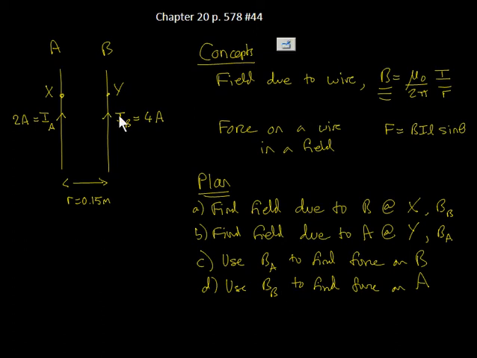But I can also say in advance, remembering that the force that one wire exerts on another is proportional to the product of the currents and inversely proportional to the distance between them. This will come out in the algebra, which you're going to find that the force is proportional to the current in A times the current in B divided by R at both locations, and so you're going to find the forces are the same magnitude even though the currents are different.